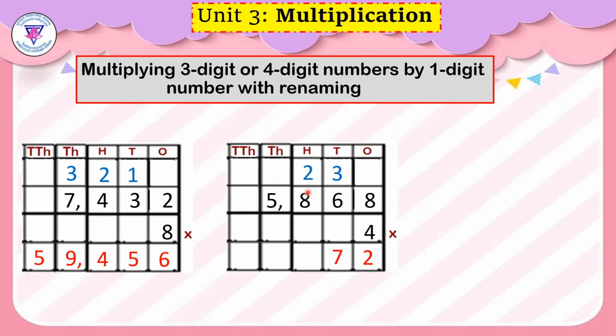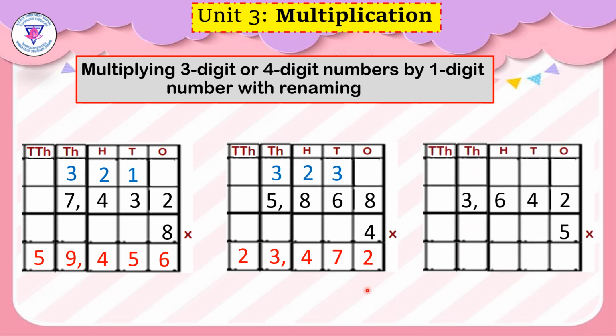The answer is 27. Then carry 2. And then 8 times 4 is equal to 32. You need to add 2. Then the answer is 34. Carry 3. The next one is 5 multiplied by 4. Then the answer is 20 plus 3. So the answer is 23. So the product of this example is 23,472.